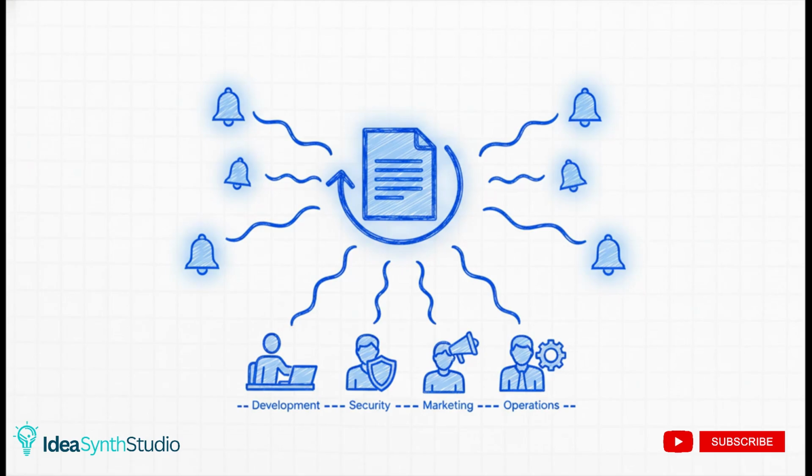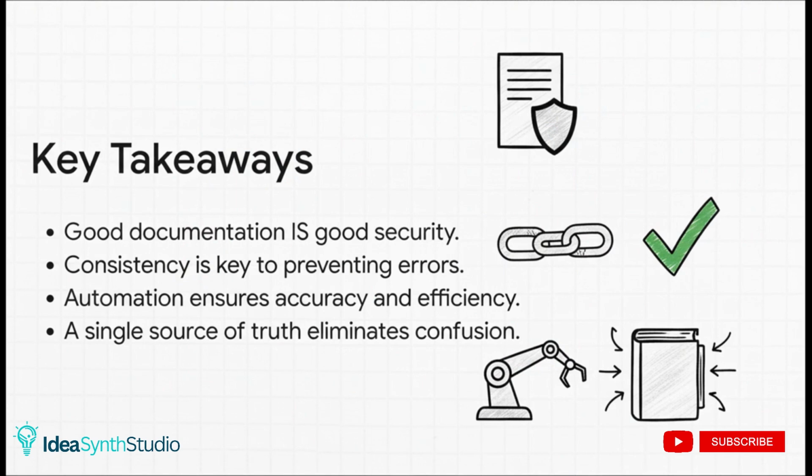But of course, a single source of truth is only useful if everyone knows when it's been updated, right? That's why any changes to this core document should automatically trigger notifications to all the relevant teams. This is what keeps the entire organization in perfect sync. So let's just do a quick recap of what we've talked about. First, good documentation isn't just helpful, it is good security. Second, consistency in that documentation is what stops critical errors and vulnerabilities in their tracks. Third, automation is the key to keeping everything accurate and efficient. And finally, all of this has to feed into a single source of truth that gets rid of confusion and gets everyone on the same page.